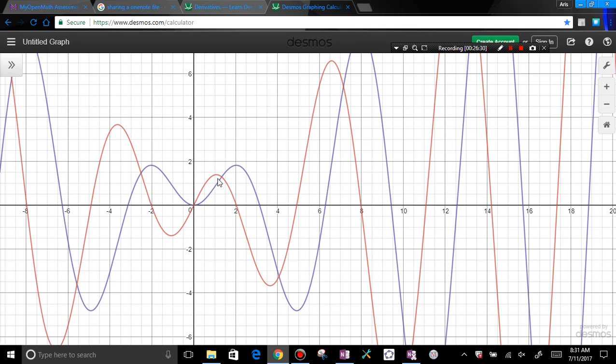Again, when f is increasing, f prime is positive. When f is decreasing, f prime is negative. When f is flat, f prime is 0. We proved that last time. Half of that is extra credit. And here is an example of that.